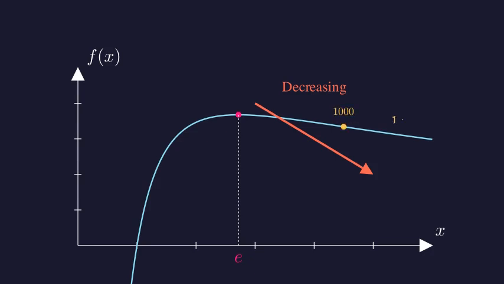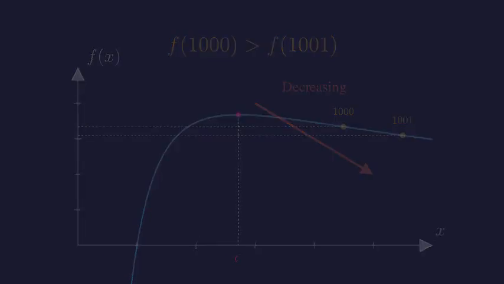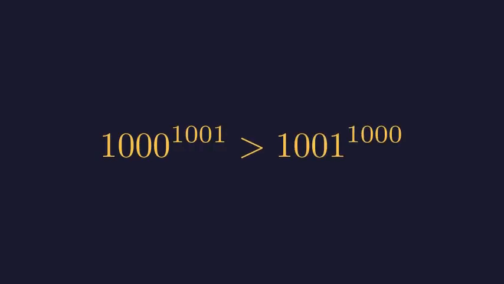Since both 1000 and 1001 are significantly larger than e, they are both located on the downward slope of this curve. Because the function is decreasing, the smaller input yields the larger output. Since 1000 is less than 1001, the value on the left is higher. Tracing this logic back to the beginning, we can definitively say that 1000 raised to the power of 1001 is the larger number.